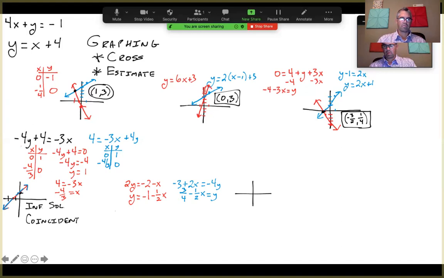So if I were to graph the first one in red, it has a y-intercept of negative 1, a slope of negative 1/2. So if I go up 1 and to the right 2, this line will look something like that. Second equation in blue has the same slope but a different y-intercept. Its y-intercept is 3/4. If I go up 1 and to the right 2, these two lines are parallel, which means they will never cross, which means there is no solution. There are no x and y values that make this equation true.